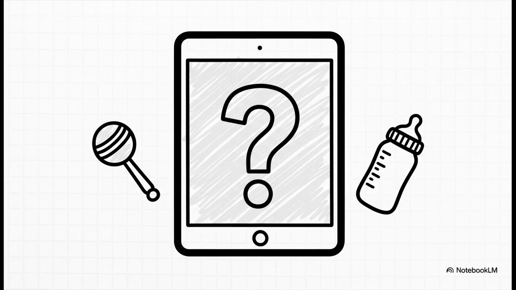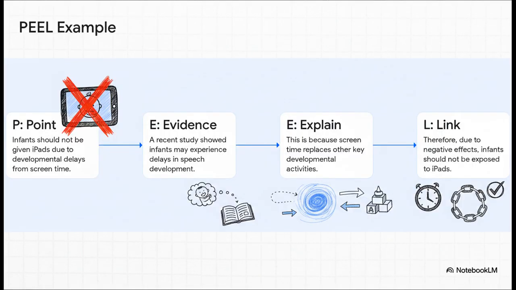We're going to take a topic. How about this one? Should infants be given iPads? And we're going to build a paragraph together, step by step, using Peel. Okay, watch closely how this all comes together. So first, our point. A clear, direct sentence saying infants shouldn't get iPads. Simple. Next, our evidence. We bring in a study about speech delays. That's our proof. Then the explanation.